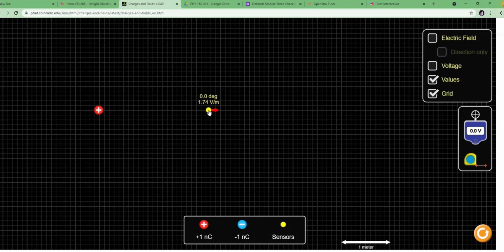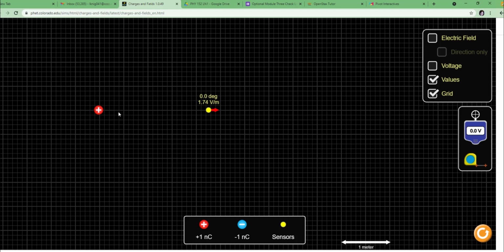So I'm going to try to set this sensor at the 0-degree mark, and at different distances, I'm going to measure the electric field, which is measured in newtons per coulomb or volts per meter. Either one are the same units. So what I'm going to do is make a plot eventually of electric field E, in either newtons per coulomb or volts per meter, versus distance.